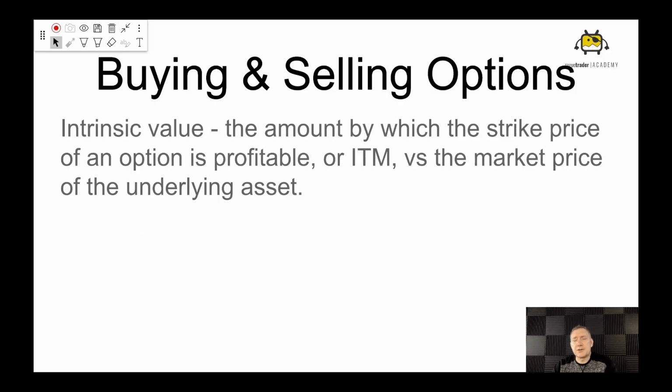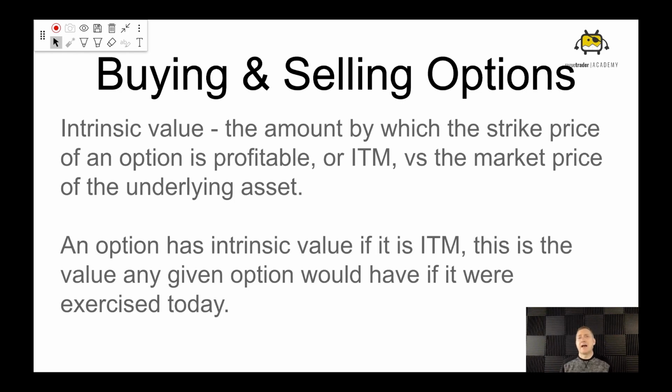And we also learned that there's some primary components to an options price. Intrinsic value, which is the amount by which the strike price of an option is in the money. That's the intrinsic value. You can't take that away from it. So an option has intrinsic value if it's in the money. And that's the value that any given option would have if it was exercised today. So to understand the intrinsic value is very, very simple. It's simply those differences of price. There's no guesswork in there. There's no complicated calculations. If you're $2 in the money, you have $2 intrinsic value. That's all there is to that.